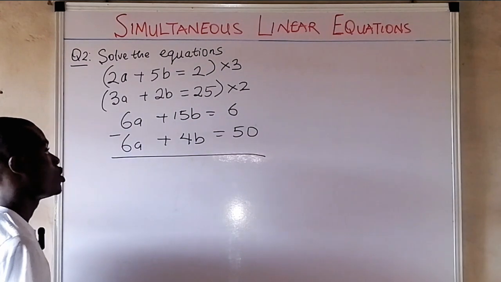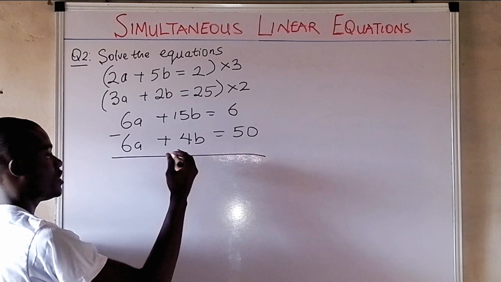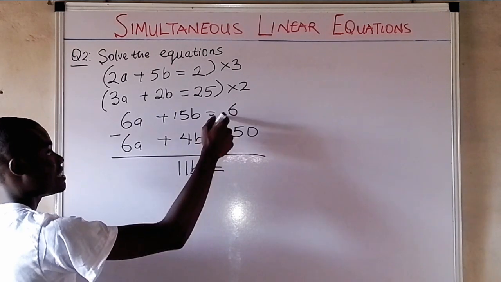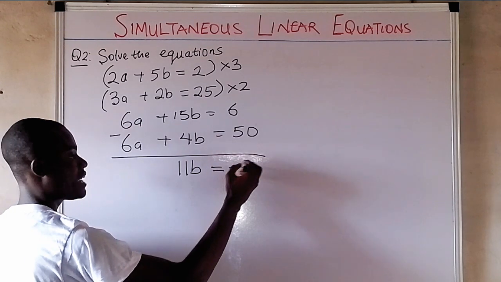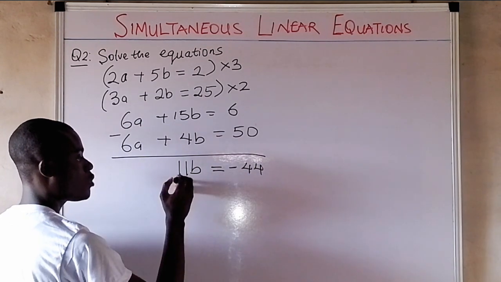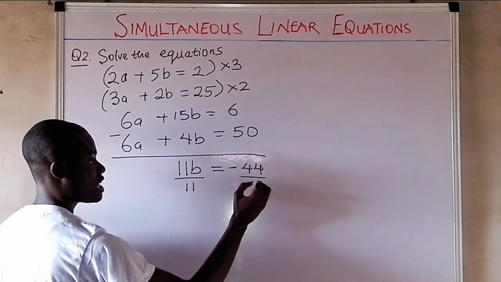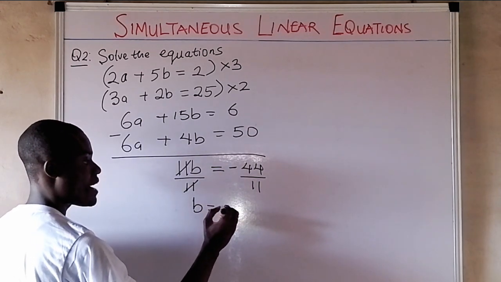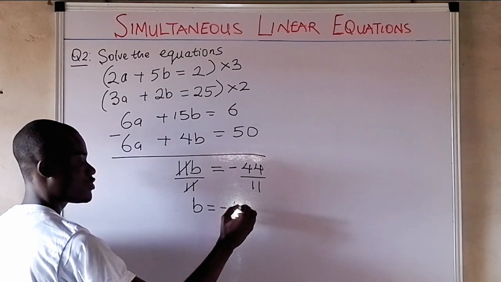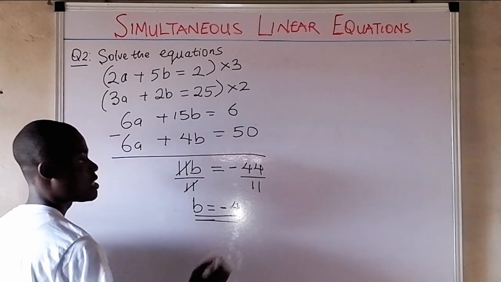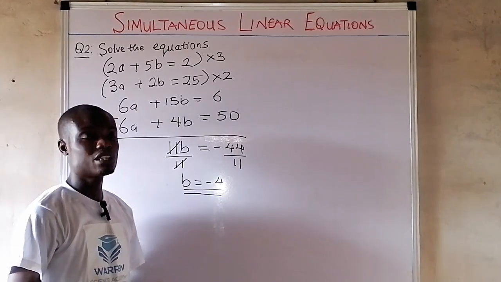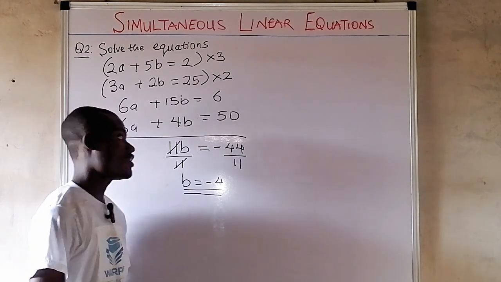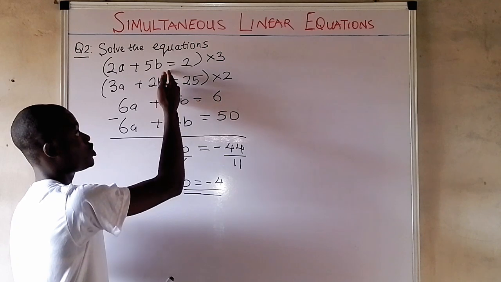So A is out. Now 15B minus 4B will give us 11B is equal to 6 minus 50, which is minus 44. So when we divide both sides by 11, 11 will cancel 11. So this is equal to minus 44 divided by 11, which is minus 4. So therefore, the value of B is minus 4. Since we know that the value of B is minus 4, we can now go ahead to find the value of A. Now we can pick any of the equations. It can be equation 1 or equation 2.